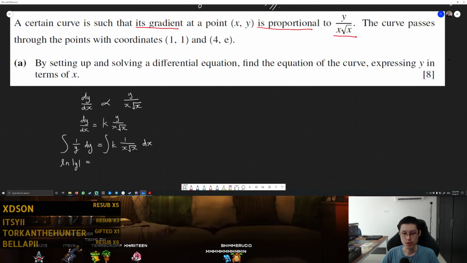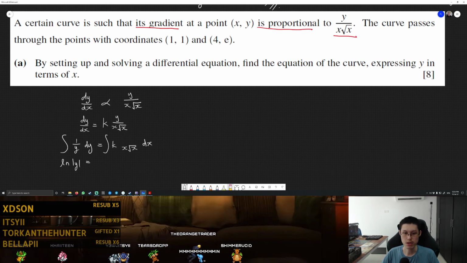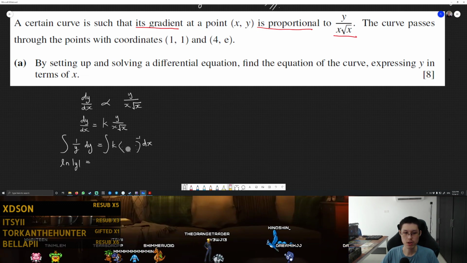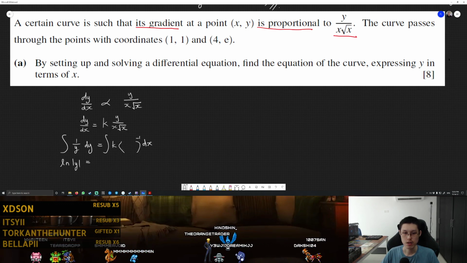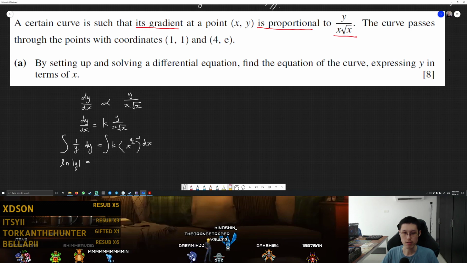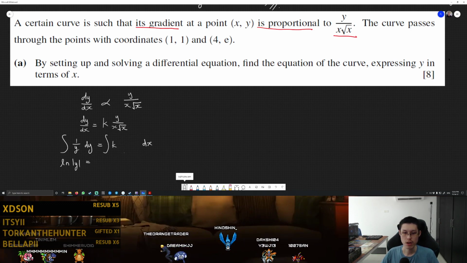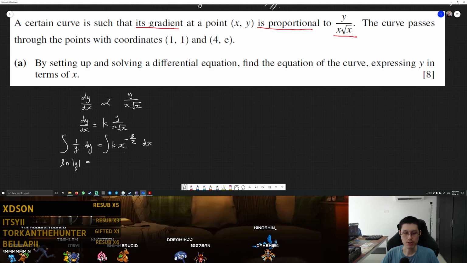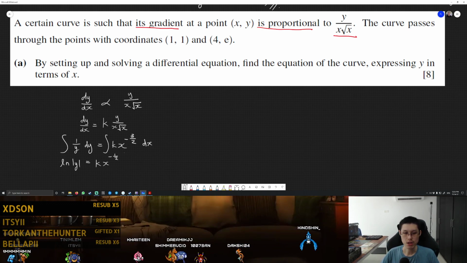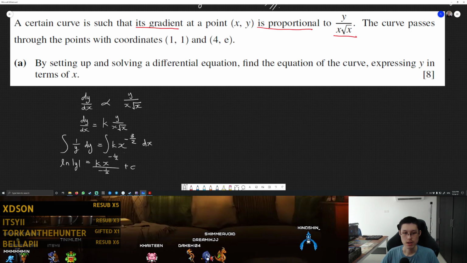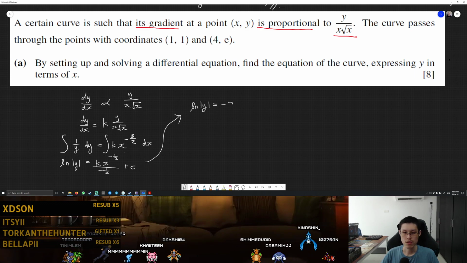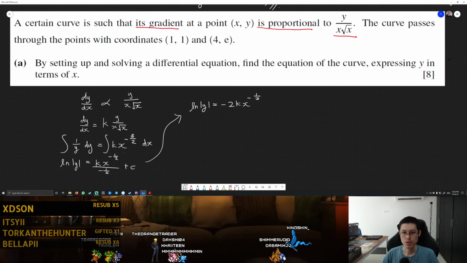On the right side, you can actually rewrite this x root x as x to the power of 1 times x to the power of a half, which is x to the power of 3 over 2. The whole thing is to the power of -1. And then when I put the -1 in, I would just end up with x to the power of -3 over 2. So integrating this is going to give me 1 over 2 divided by -1 over 2, plus c. So we're going to simplify this a bit. We're going to get ln modulus y equals -2k x to the power of -1 over 2 plus c.